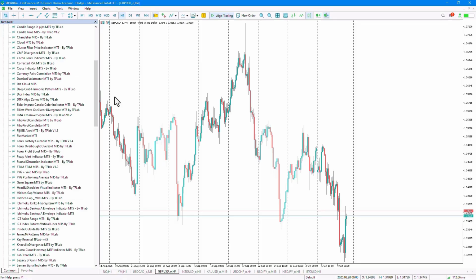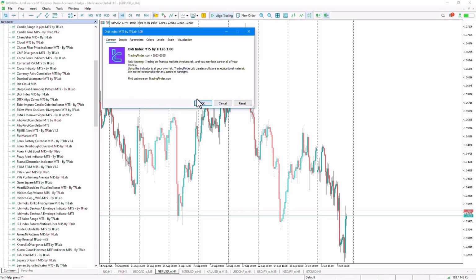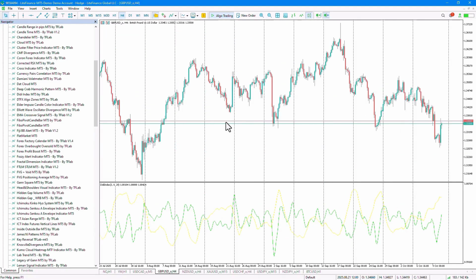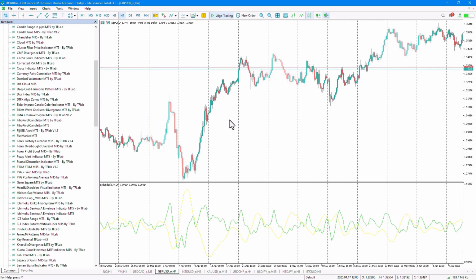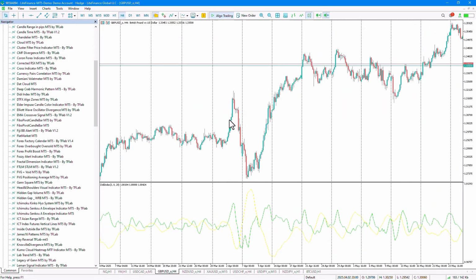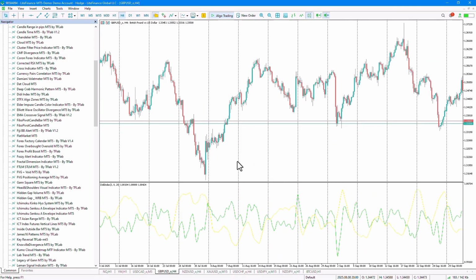From the Navigator section, we select the indicator file, and by dragging the file onto the chart, we run the indicator. Once the indicator is loaded onto the chart, an oscillator window appears at the bottom of the chart. The Didi Index Indicator is a special and practical tool that traders can use to analyze short-term, medium-term, and long-term momentums as an oscillator in the lower section of the chart.